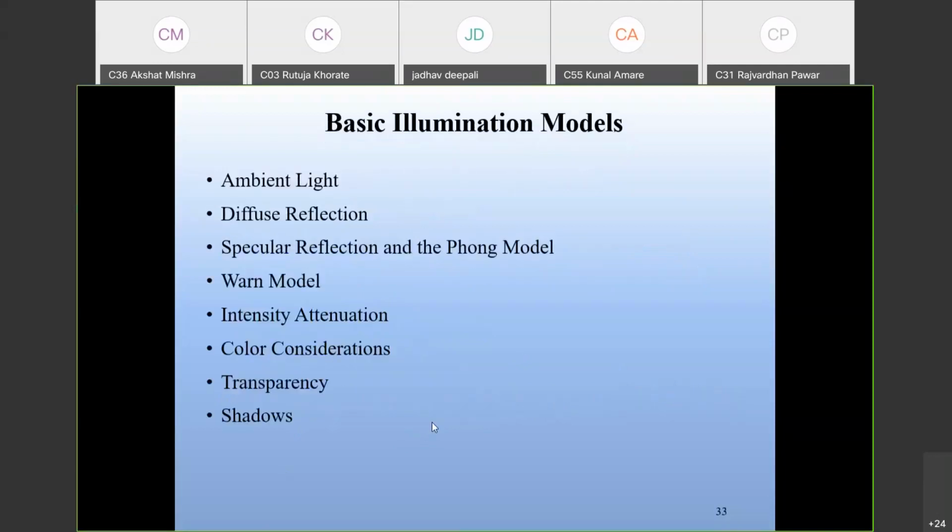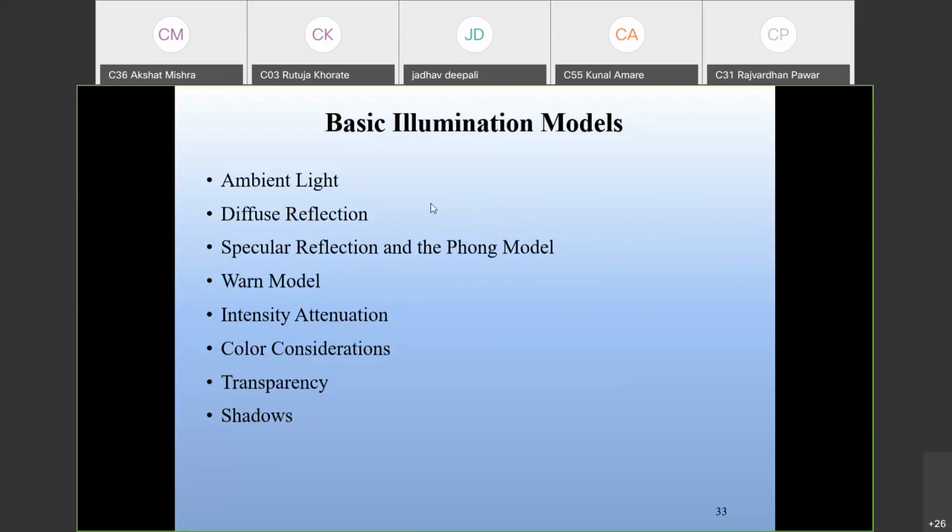Now, with this basic illumination model, what are we going to see? Ambient light. What is meant by ambient light? What is meant by diffuse reflection? Already we have seen the definition, but now in detail, and how diffuse reflection is useful for calculation of the light intensity. Then specular reflection and the fog model, the Phong model, intensity attenuation, color consideration, transparency and shadows. So these topics we are going to see under the basic illumination model.